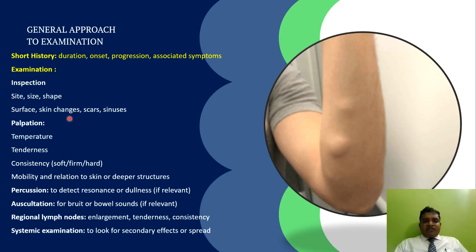And I already spoke about skin changes, so you can include the skin changes also in your examination. The previous scar is very important, because if the lump is recurrent, you can see a previous surgical scar on that particular site. And sinuses are discharging small holes. According to the definition, a sinus is a blind-ended tube, and the pathway is bounded by epithelium.